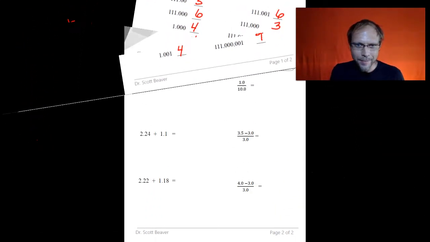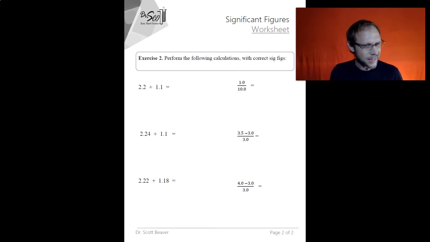Okay, so we have now some math problems, the type of problems you're likely to actually see in a chemistry class. And this is basically going to cover all possible cases of what's going to happen with sig figs in just 6 short examples here. So first, we're going to look at addition, and we have 2.2 plus 1.1.